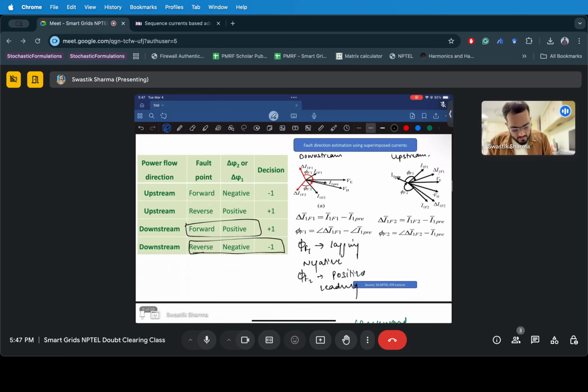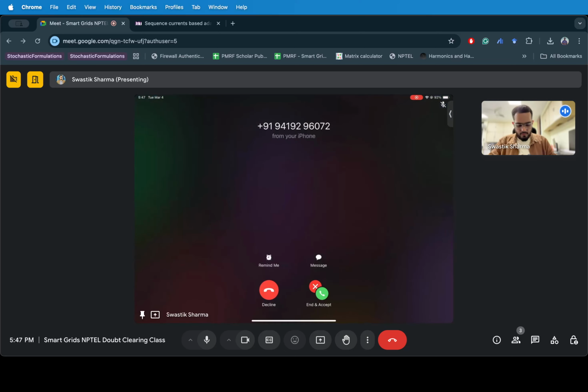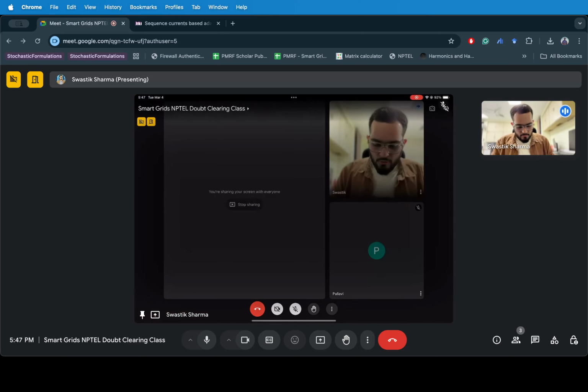Yeah, my bad, I was assuming this direction of current. I should not have taken this, I should have just taken I1 pre. I'm sorry. So this is how you measure with respect to how it is lagging or leading. You measure if the direction of the fault current is in front of the relay or in the backwards of the relay, right?